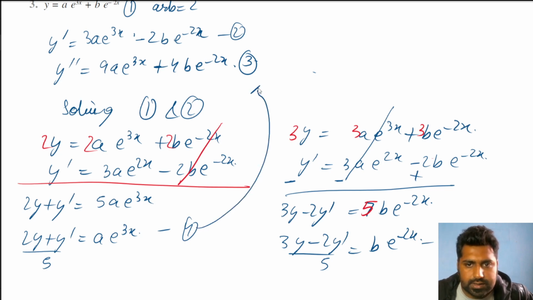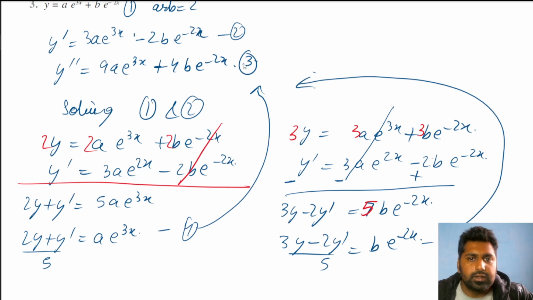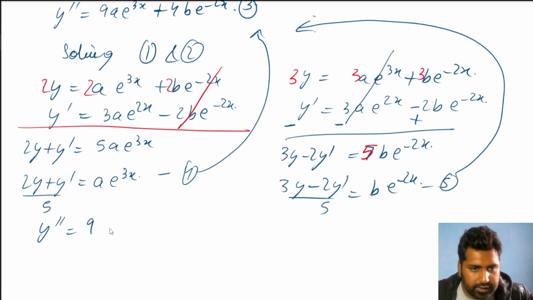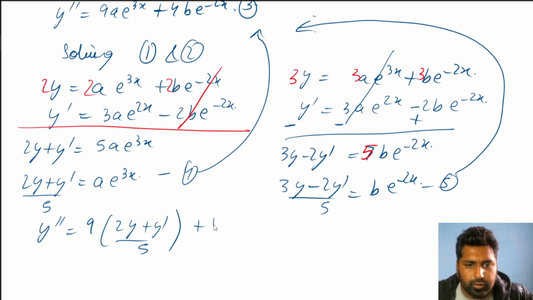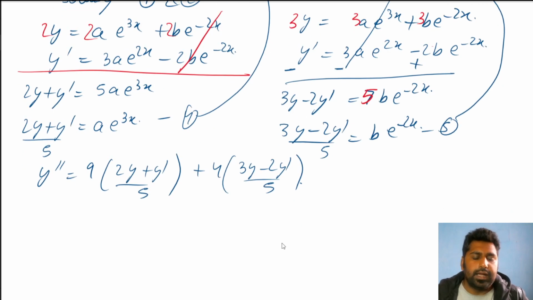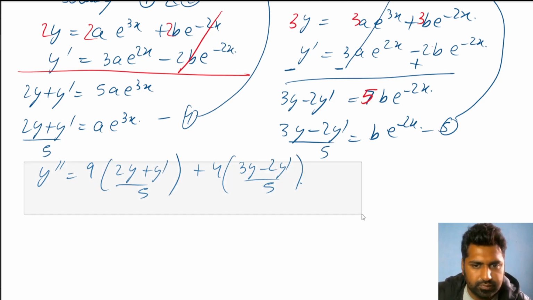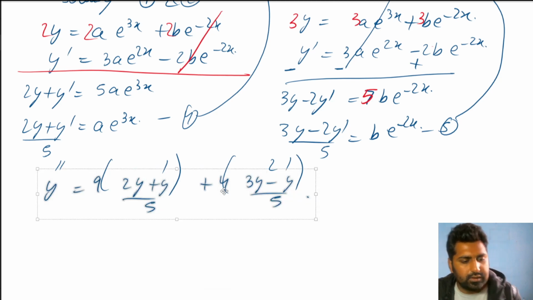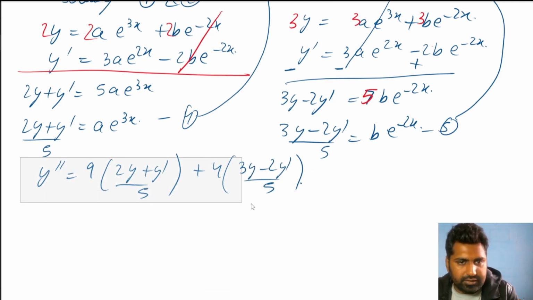I'm going to put this in the third equation. So y double dash is equal to 9, a e raised to power 3x will be replaced by 2y plus y dash upon 5, plus 4b e raised to power minus 2x is 3y minus y dash upon 5. Now both a and b are being eliminated. So kind of a unique idea, I'll say. Very different from the ones that we have already practiced.